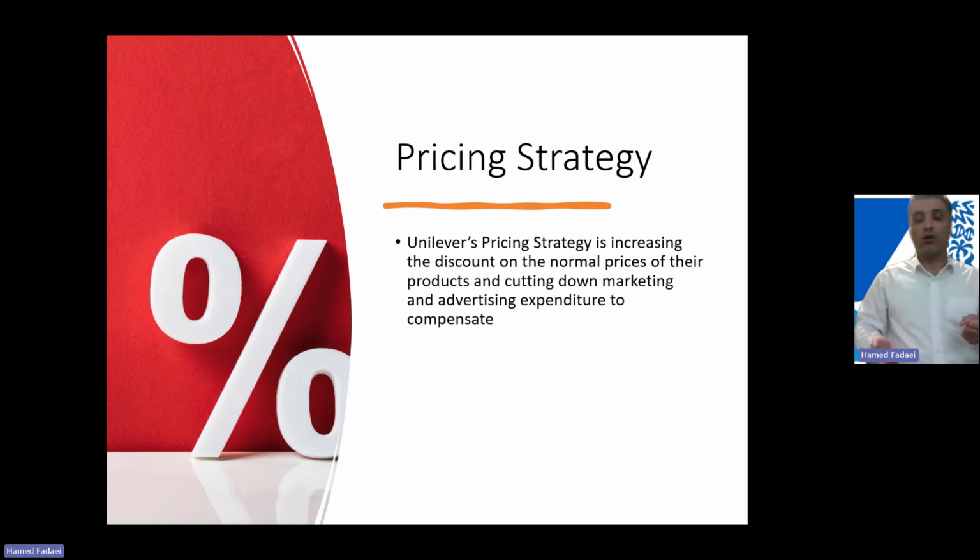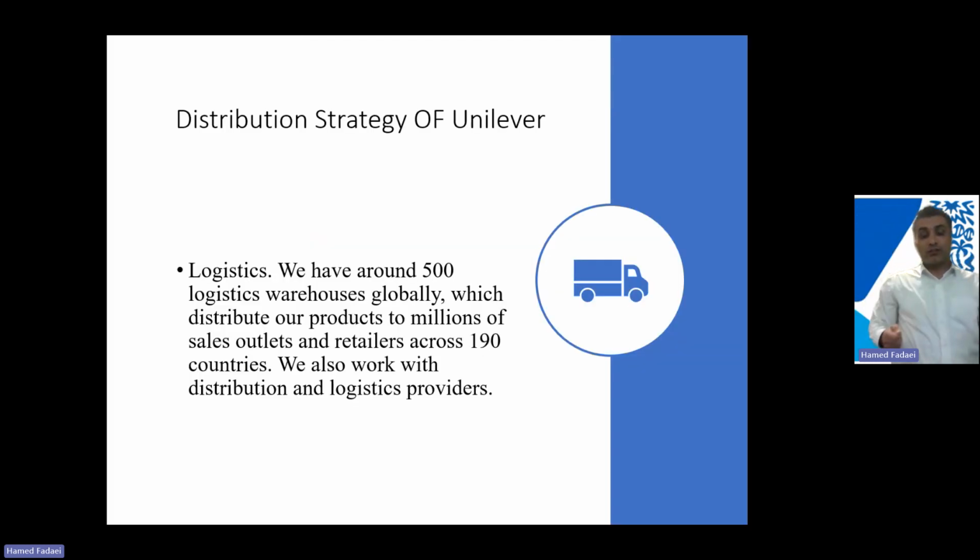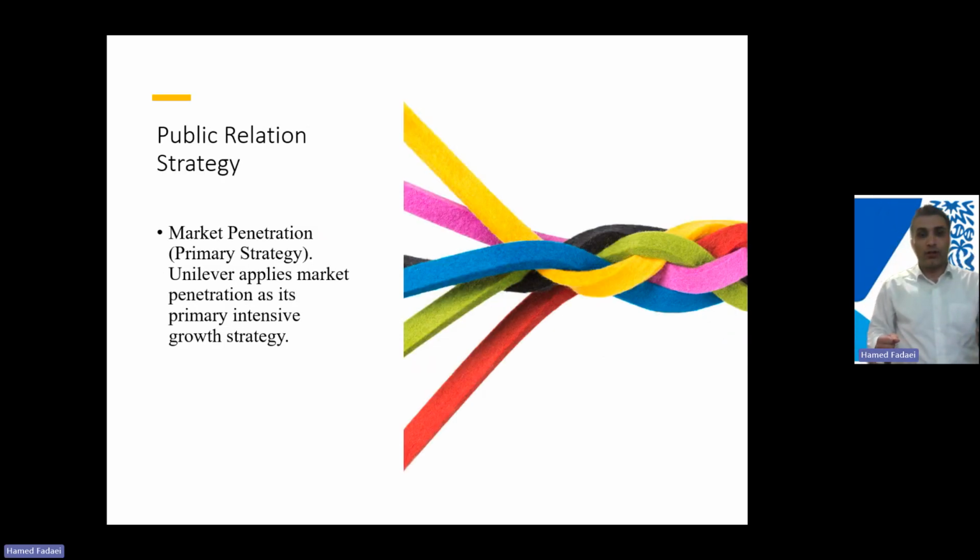They give discounts on all the items, many discounts, and then they cut down the market and start advertising to compensate the expenditure. And also the distribution strategy of Unilever logistics. We have around 500 logistic warehouses globally, which distribute our products to millions of sales outlets and retailers across 190 countries. We also work with distribution and logistics providers. And you know that this is a very huge company, and the public relations strategy.